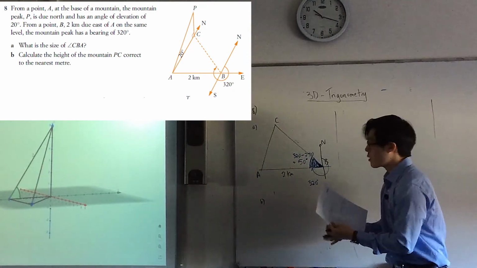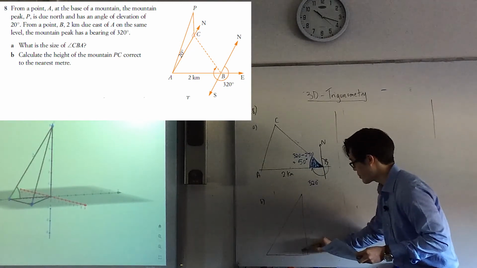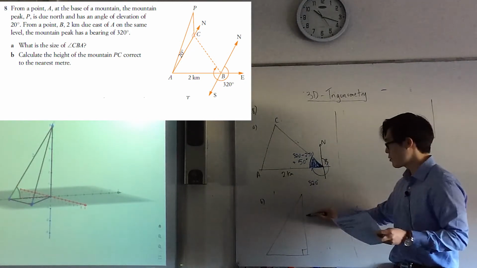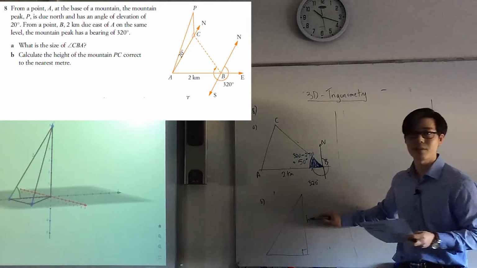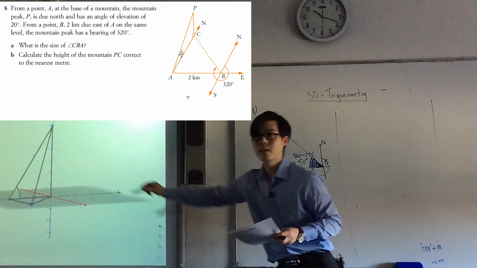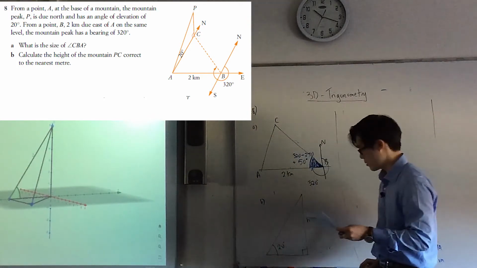Let me draw it here. So this is what we're going to examine. Girls, what's this? That's what we're looking for. That's the height of the mountain. Can you see that from the diagram? That angle is given. That's the angle of elevation, 20 degrees.